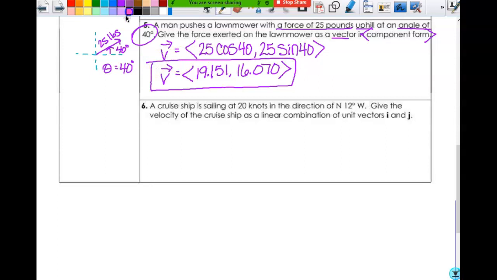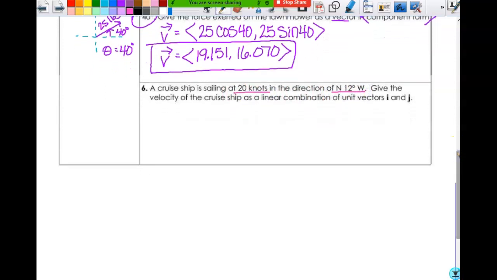All right. So then I have a cruise ship. It's sailing at 20 knots in the direction of north, 12 degrees west. I want the velocity of the cruise ship as a linear combination of the unit vectors i and j. Before I get to the linear combination part, I'm going to need it in component form. Even though it doesn't ask me for that, I got to get there first.